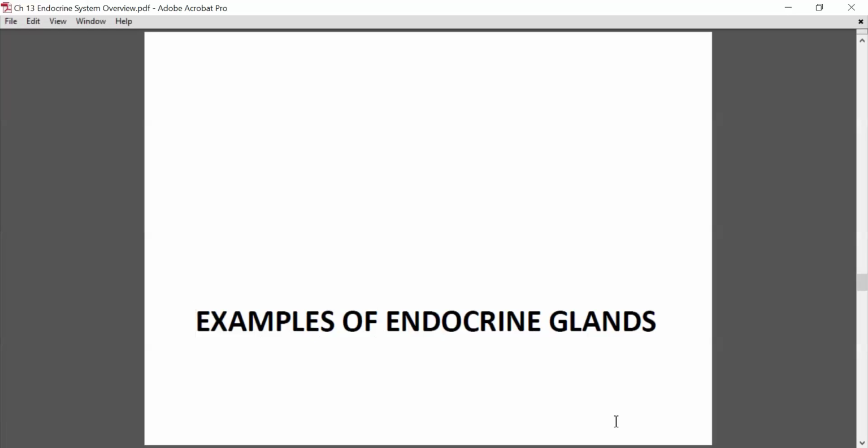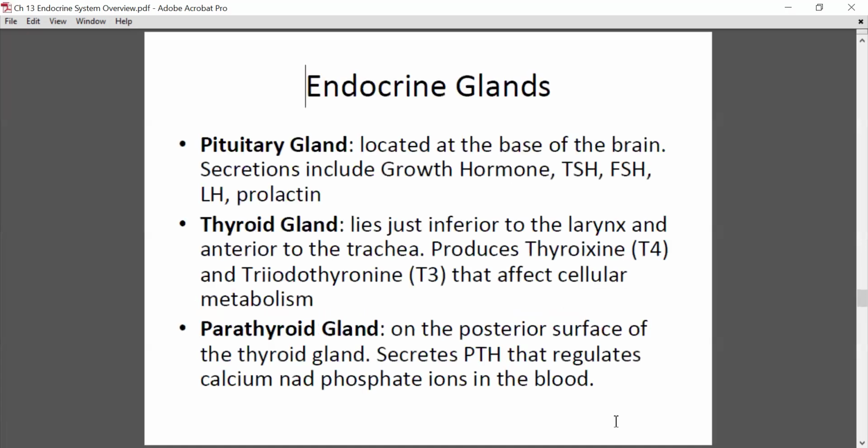So let's look at the different endocrine glands. And again, because this is a shortened PowerPoint and it is an overview, we are going to learn the entirety of this 23-page PowerPoint. This is video 2 of 2. I think there will be 2. All right, endocrine glands. First gland is the pituitary gland.